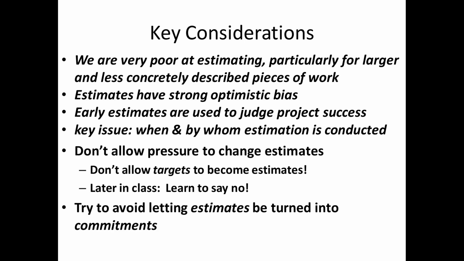And you'll recall that I gave some general comments on estimation. We're very poor at estimating. We tend to be poor in a certain direction. We have a strong optimistic bias. We're overly optimistic about how long it will take for us to finish things. Early estimates are used to judge project success. So rightly or wrongly, justly or unjustly, fairly or unfairly, our early guesses, if taken as estimates, turn into later judgments whether a project is successful or not.